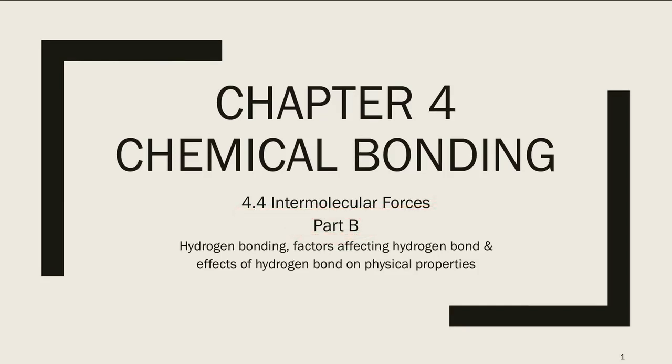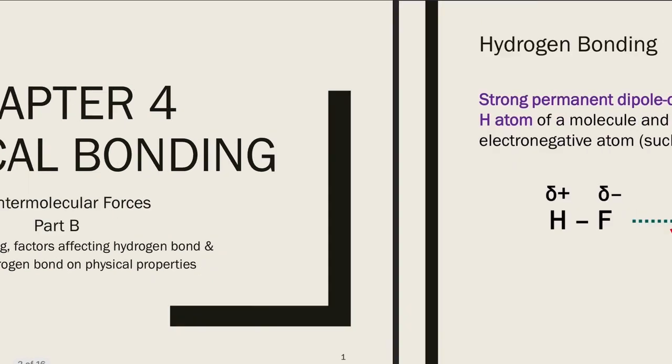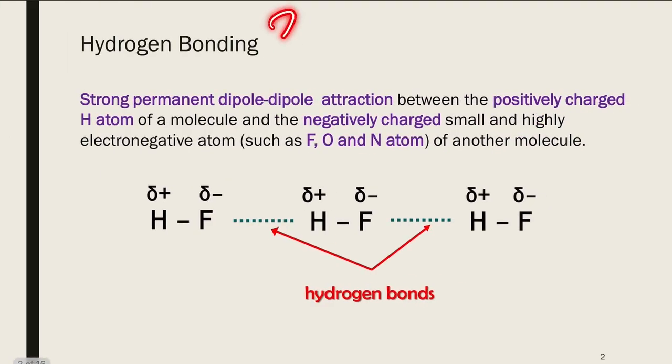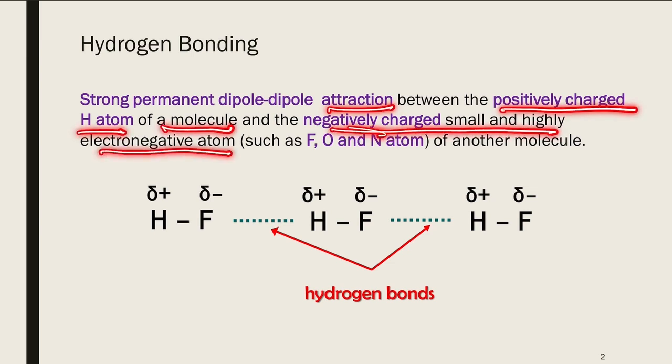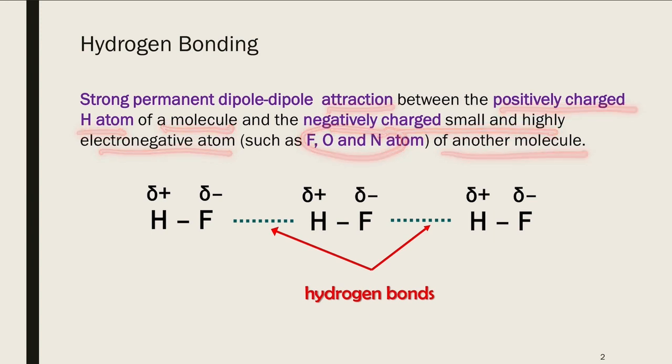So we are still in 4.4 Intermolecular Forces part B. So in this video, we'll be talking about hydrogen bonding, factors affecting hydrogen bond, and effects of hydrogen bond on the physical properties. So hydrogen bond is a strong permanent dipole-dipole attraction between the positively charged hydrogen atom of a molecule and the negatively charged small and highly electronegative atom such as F, O, and N atom of another molecule.